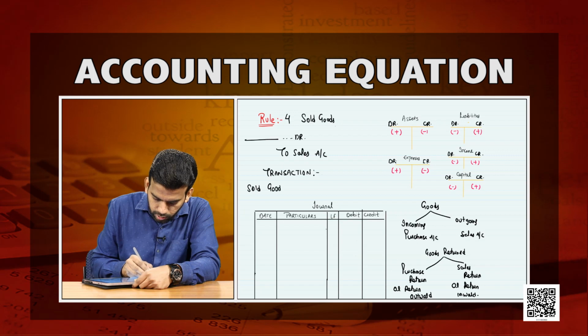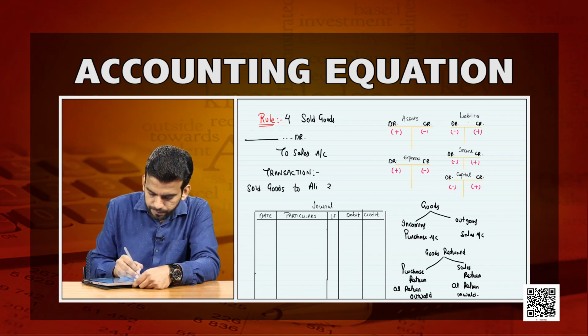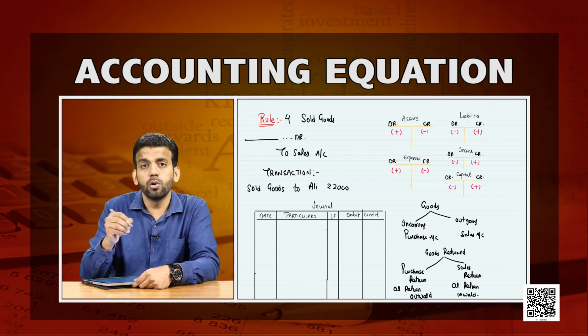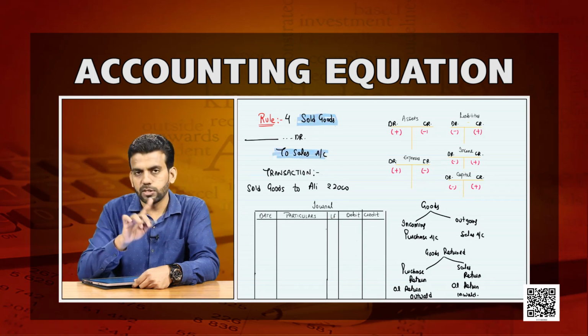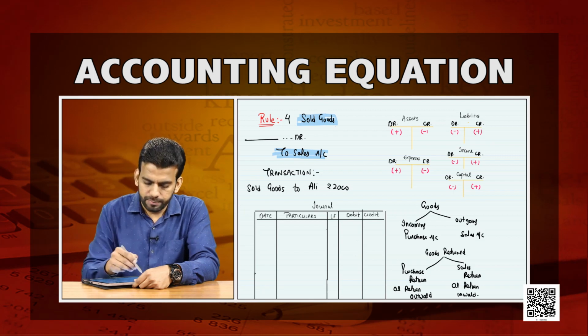Sold goods to Ali. We sold goods to Ali and the rule says whenever we find the words sold goods. Sold goods. Goods is the word. Sold building, no. Sold goods, right? The rule says whenever you find the words sold goods, sales account is to be credited. Fine?